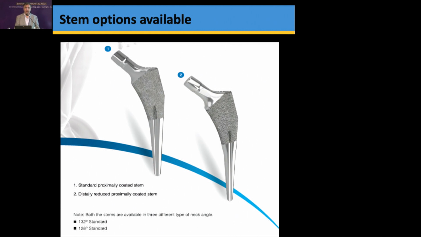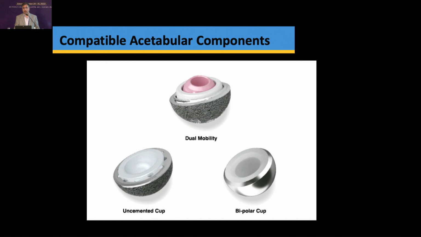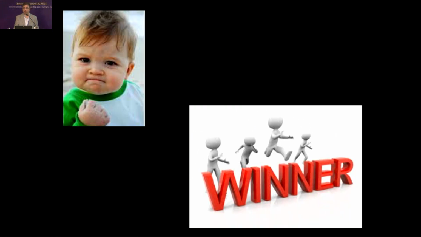And I think if you keep these things in mind, then you are most likely to come out with a winner on table. Finally, with these kinds of current stems which are available with this manufacturer, you can have the option of adding a DM system, you can have a bipolar, or you can have an uncemented cup as well. And that way your patient and you can win all the time. Thanks so much.